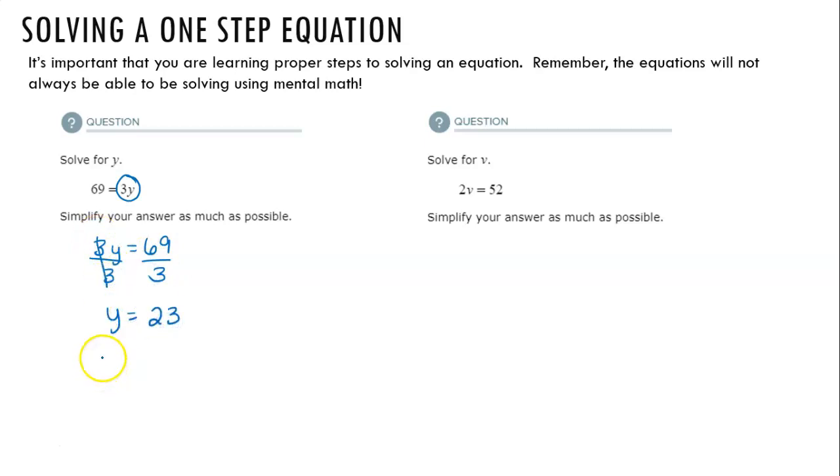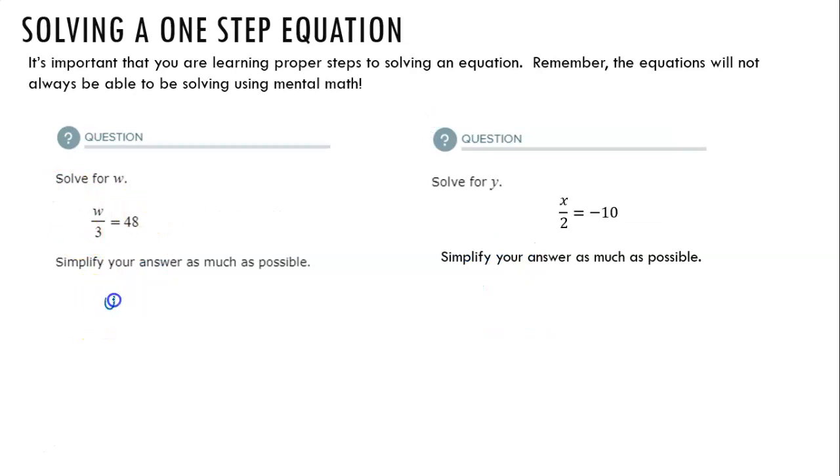You pause the video and try this one on your own. You should have rewritten your equation on your own paper, drawn your line down, divided by 2 on each side, and so v equals 26 here.